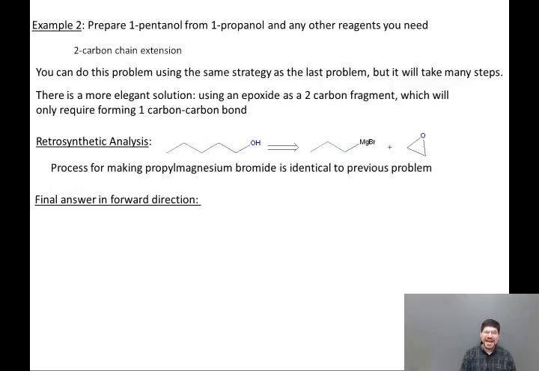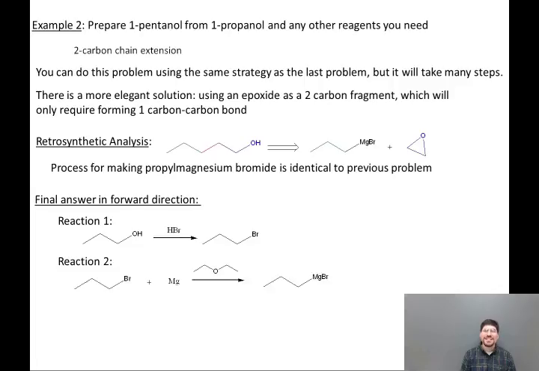So, having done the analysis, the final answer in the forward direction is as follows. First reaction, very familiar, propanol plus HBr giving you propyl bromide. Second reaction, also familiar, propyl bromide plus magnesium in ether giving you propylmagnesium bromide. And then your third reaction is you mix propylmagnesium bromide with ethylene oxide in ether, and then subsequent to that, do the aqueous workup to give you pentanol as the product.